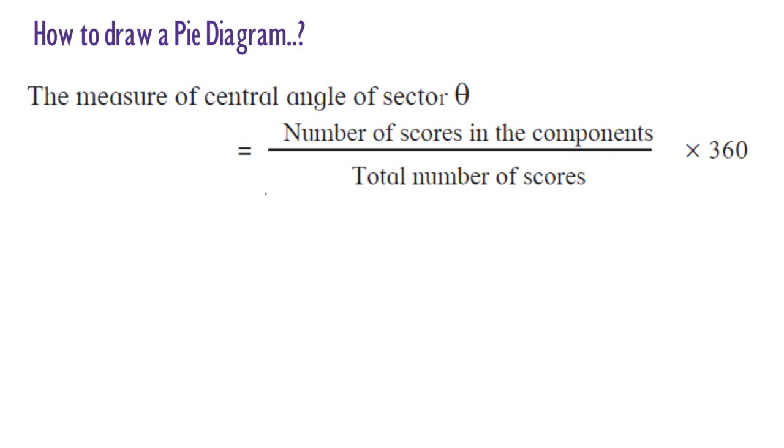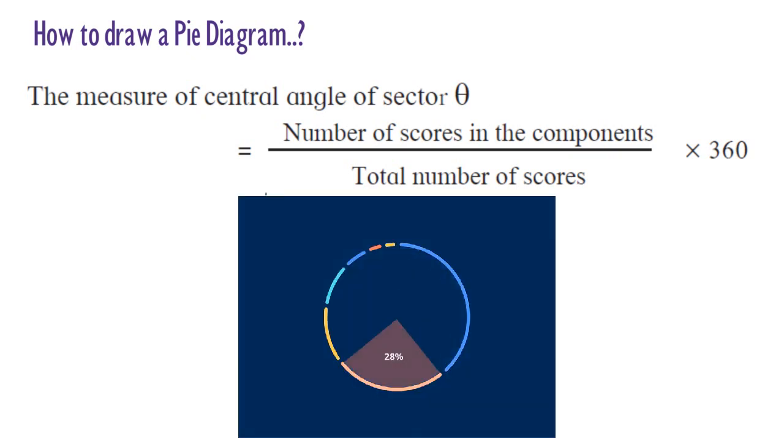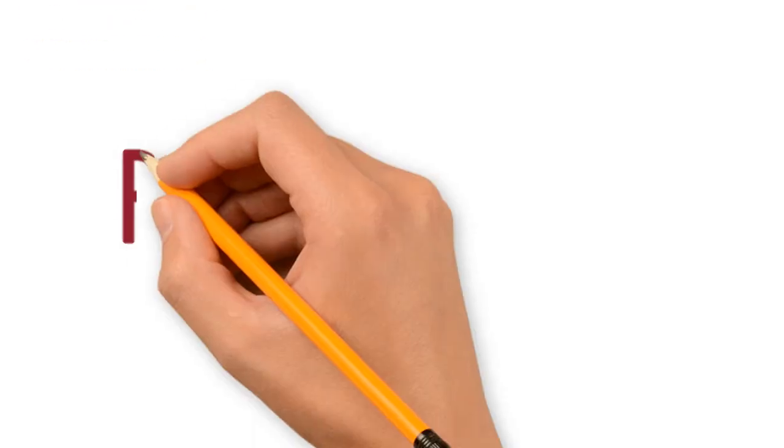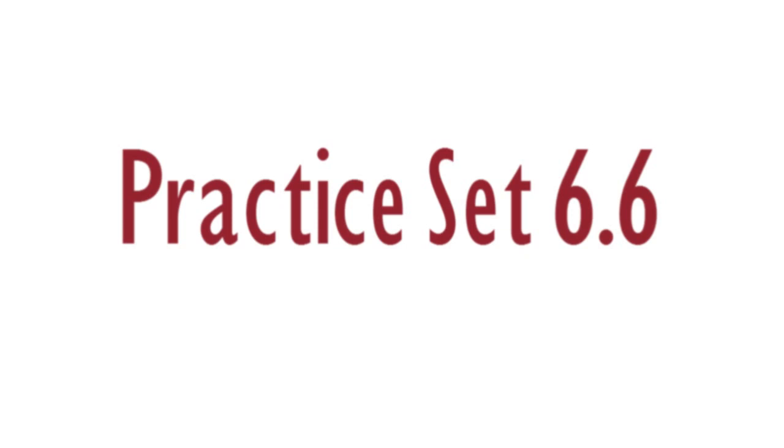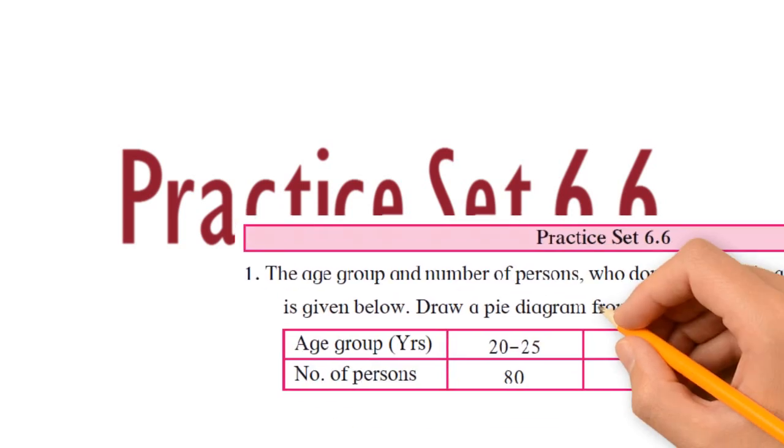Here we have to convert into an angle, and the sum of the measures of all angles of a circle is 360 degrees. For that reason we are multiplying by 360. A circle of suitable radius is drawn, then it is divided into sectors such that the number of sectors is equal to the number of components in the data. So let us understand the method of drawing a pie diagram through the examples given in practice set 6.6.